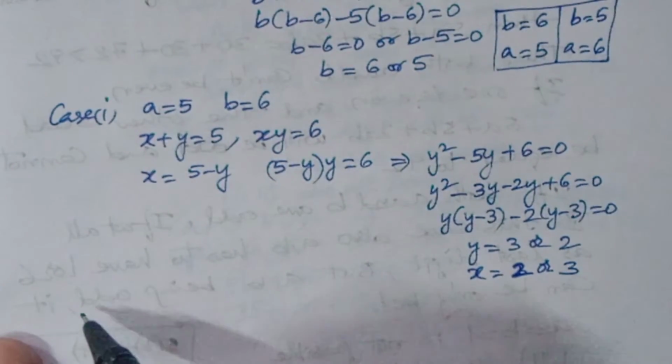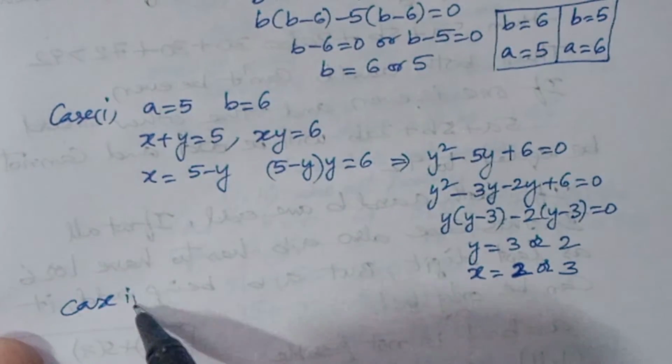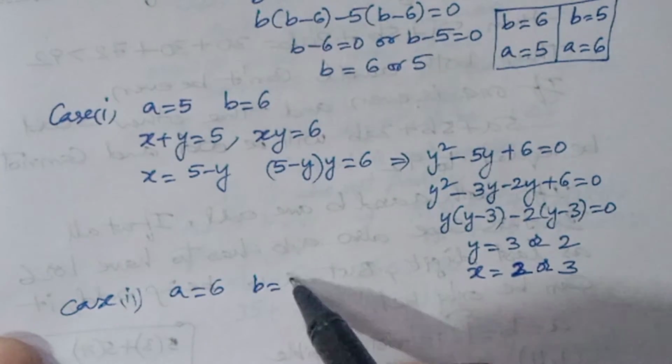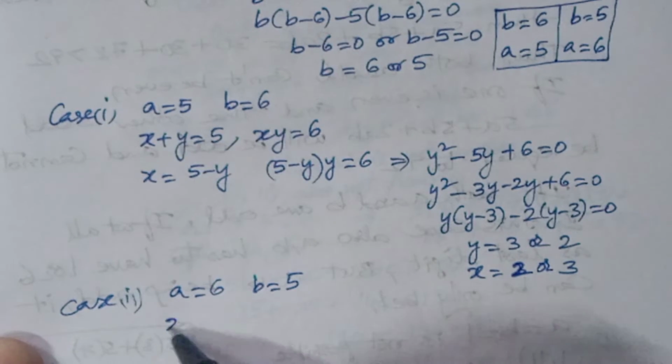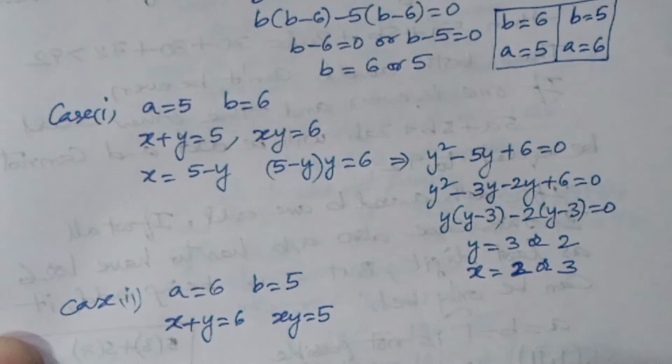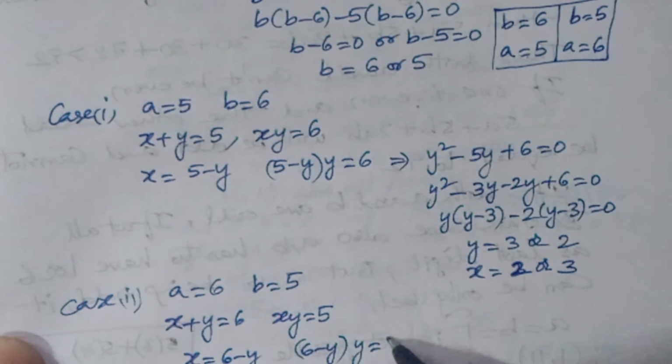So if we take case 2, a is equal to 6, b is equal to 5. So x plus y is equal to 6, xy is equal to 5. So here you can write x is equal to 6 minus y. (6 minus y) into y is equal to 5.